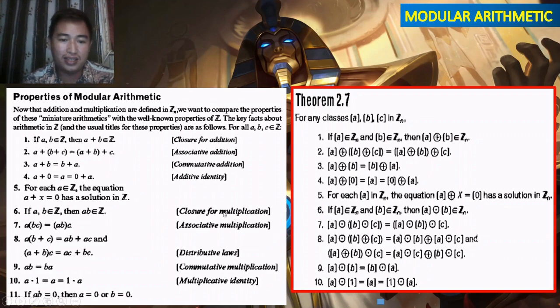So, next, closure for multiplication. Earlier, associative multiplication. Number 8 is the right distributive or the left distributive, the distributive laws. You distribute to the right or distribute to the left. Then commutative for multiplication, AB equals BA, the product is the same. And then A times 1 is equal to A is equal to 1 times A, the multiplicative identity.